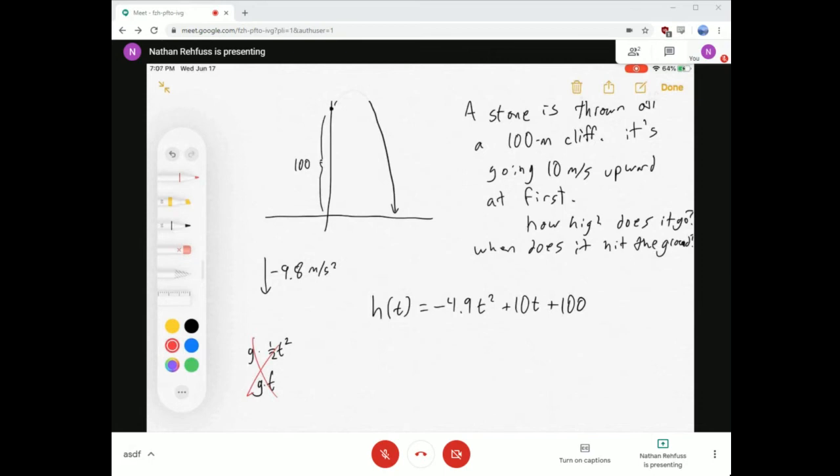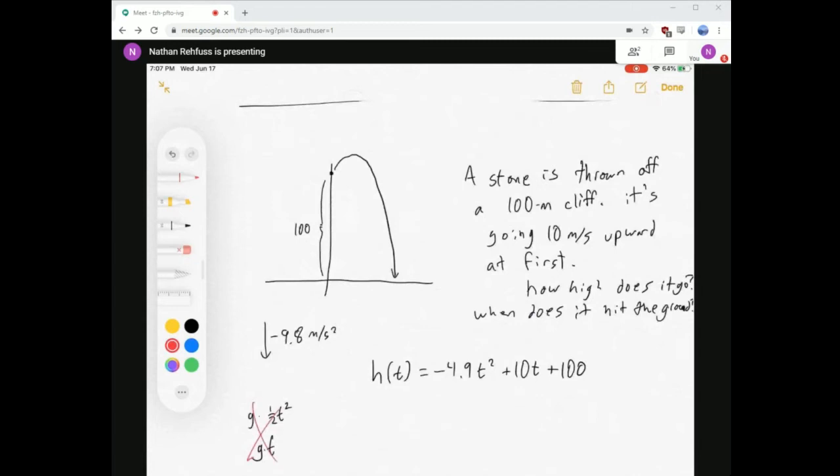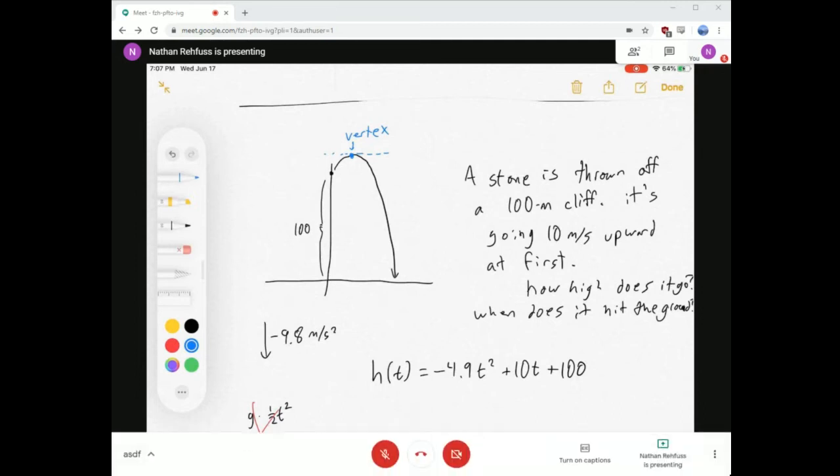So I want to know, how high does it go? What is the top? How far up does this stone go maximum? And that's going to be right here. That's this height, right? Well, where did it reach that height? Right at the vertex. The vertex is the maximum or minimum of any polynomial, any parabola. Not any polynomial, just quadratic polynomials, just degree 2. But the vertex is the maximum or minimum.